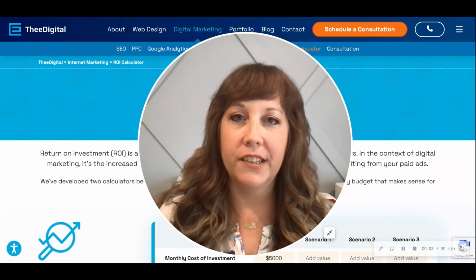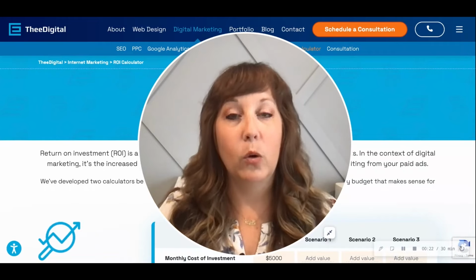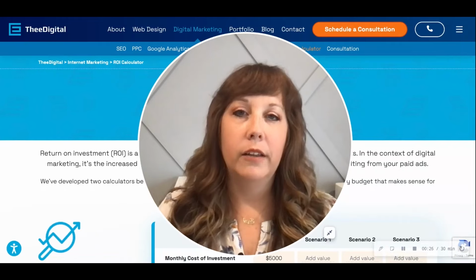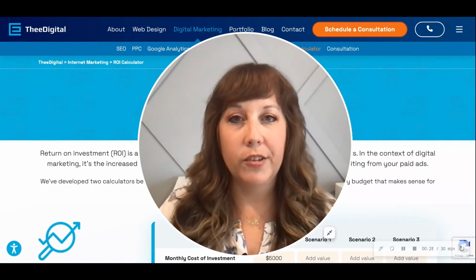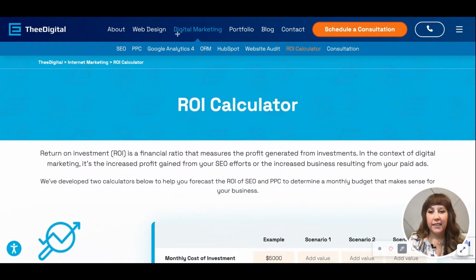Today I'm going to show you how to use the ROI calculators on our website to help you estimate the return on investment for SEO or PPC with different budget scenarios. In general, the more you spend, the faster you see results, but there are other factors that come into play. So let's dig in. Okay, so go to thedigital.com, select digital marketing, and then ROI calculator.